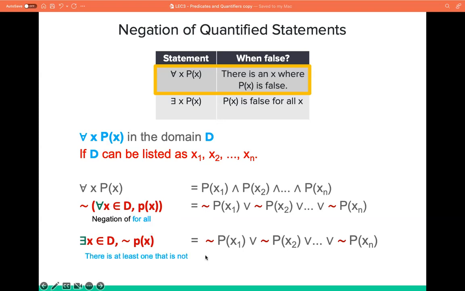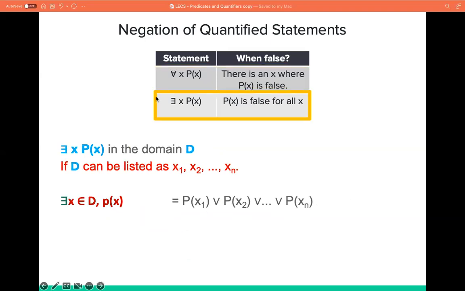So we can see that the negation of the universal quantifier, or the negation of for all, is logically equivalent to the existential quantifier: there exists x in D such that not P of x, or equivalently, there is at least one that is not. Again, the negation of for all is logically equivalent to there is at least one that is not.